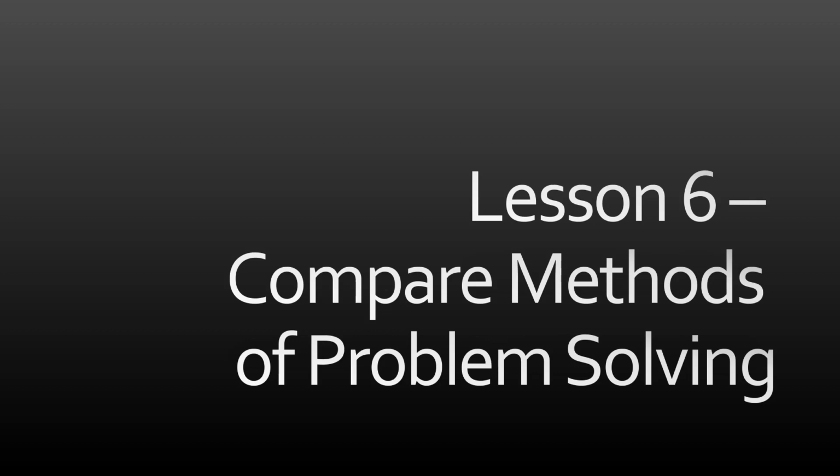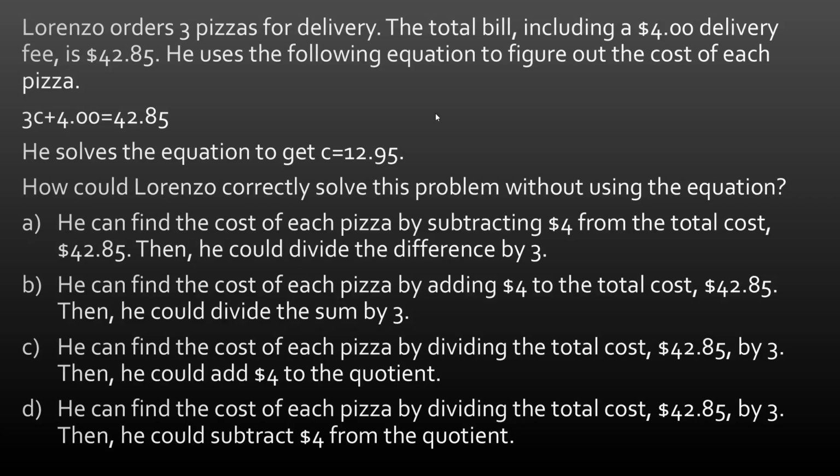In this video, I will be going over lesson 6, which is about comparing methods of problem solving. Our first question says that Lorenzo orders 3 pizzas for delivery. The bill total, including a $4 delivery fee, is $42.85. He uses the following equation to figure out the cost of each pizza.